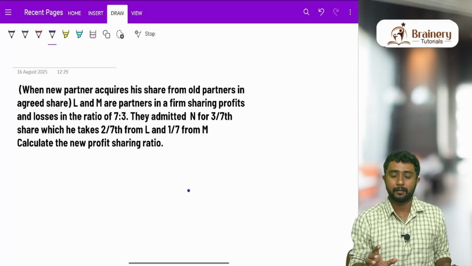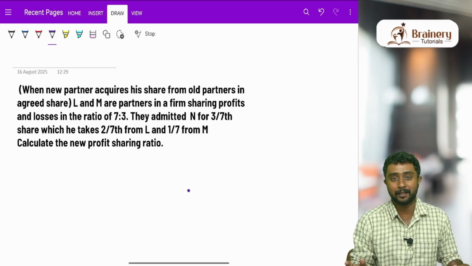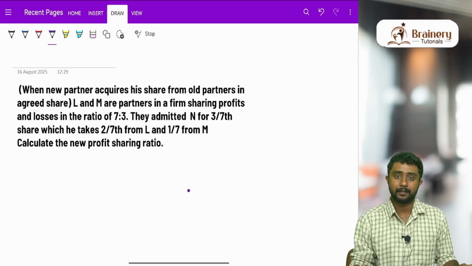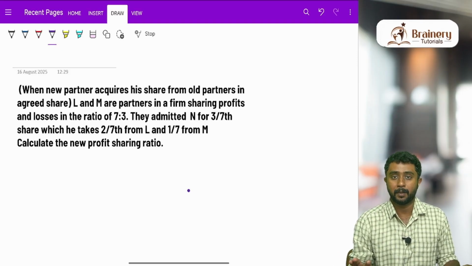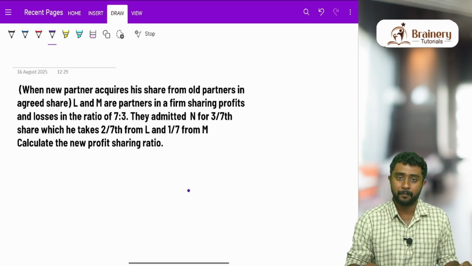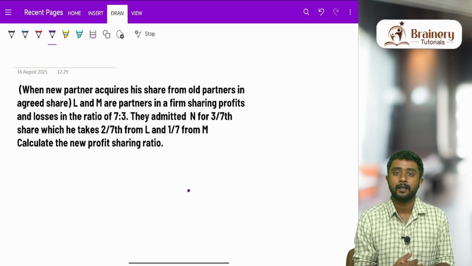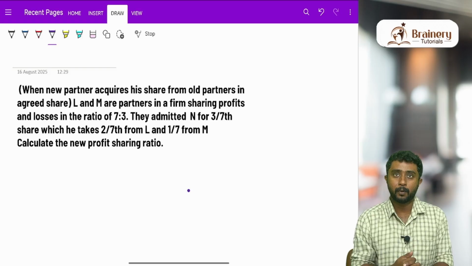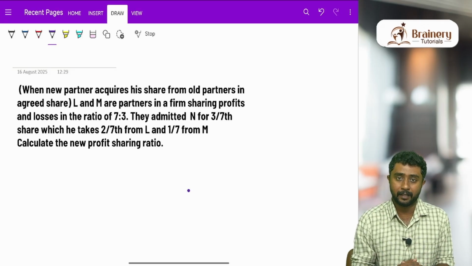Today we are going to discuss a simple topic, but the most important one when it comes to the questions, whether it is a 3-mark question, a 6-mark question, or a 4-mark question from partnership. Most of the time this area creates confusion among the students, which is nothing other than the profit sharing ratio calculations.